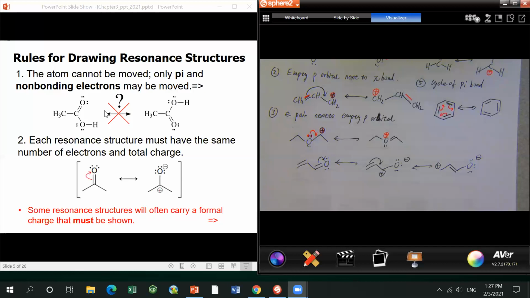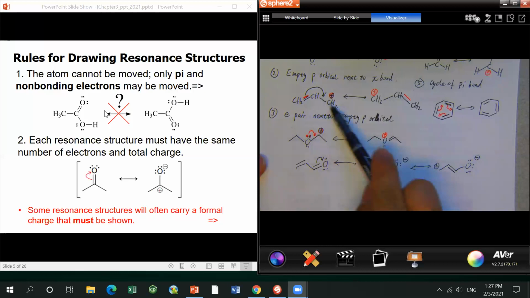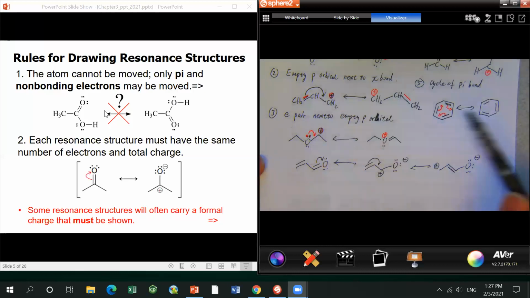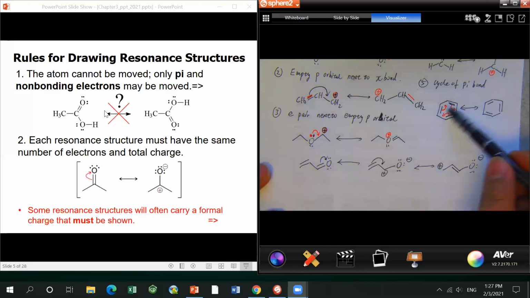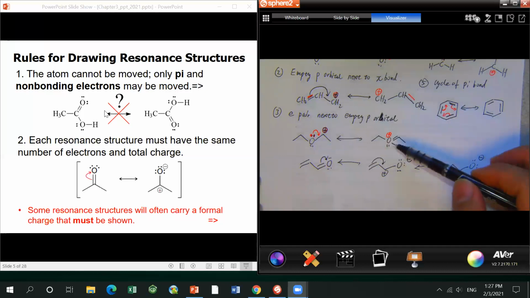So when you draw the resonance structure, the base structure, the arrangement of all the atoms stays the same. Include hydrogen, everything the same. The only things that change are the movement of electrons: pi bond, lone pair electrons, empty p orbital, something like this.